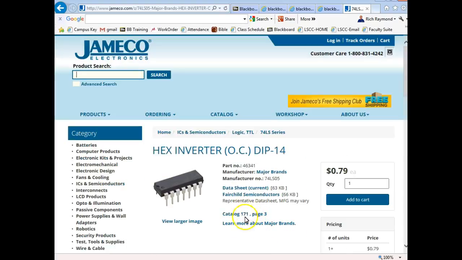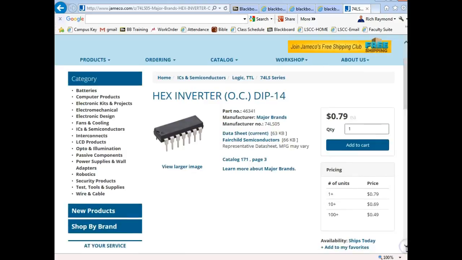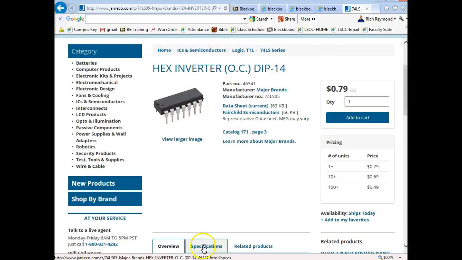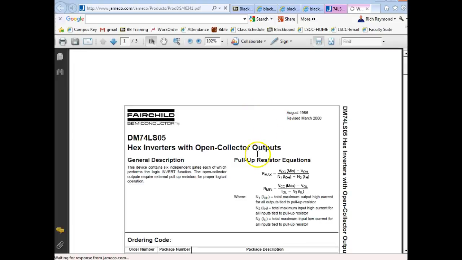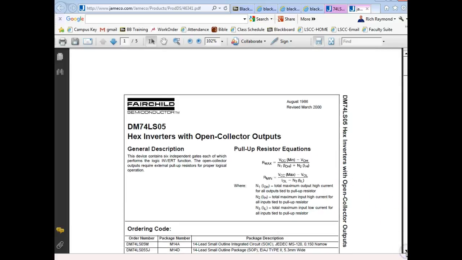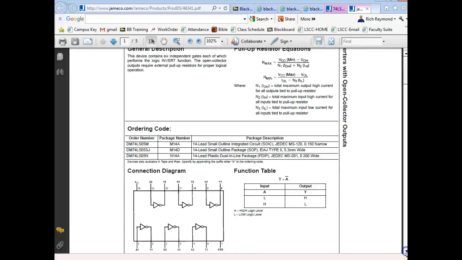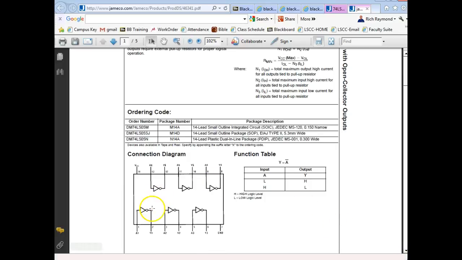And we'll go and get the data sheet. I don't see the, oh, there it is, data sheet. So this is 74LS05. It's a hex inverter, but it's got open collector output, which means it can't source, but it can do what? Sink. Laid out exactly like a 7404.